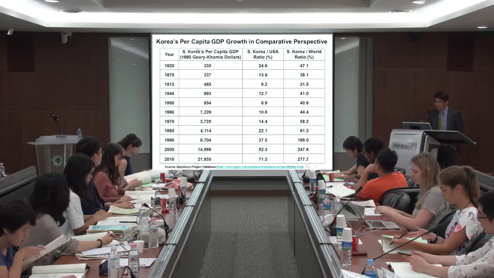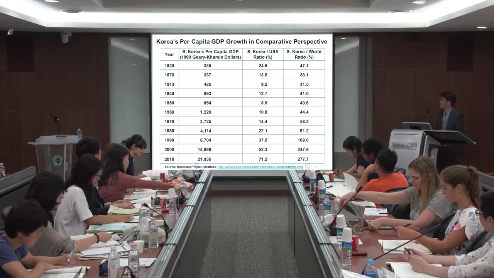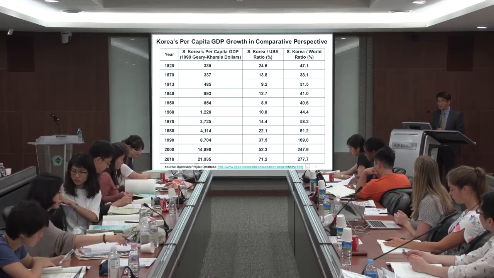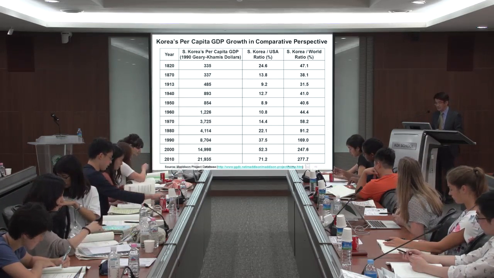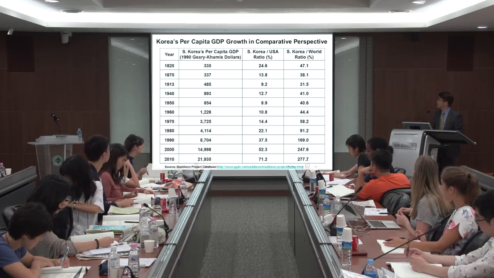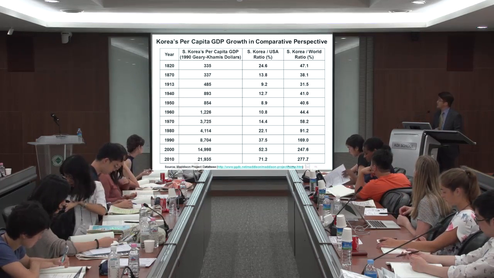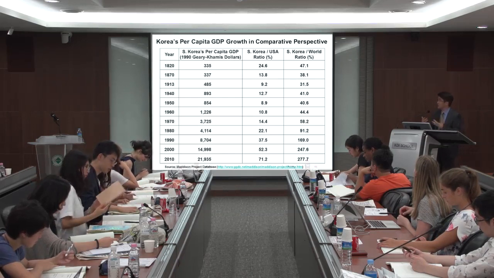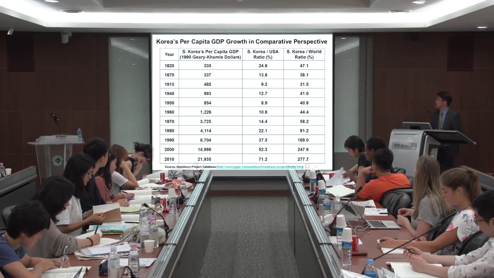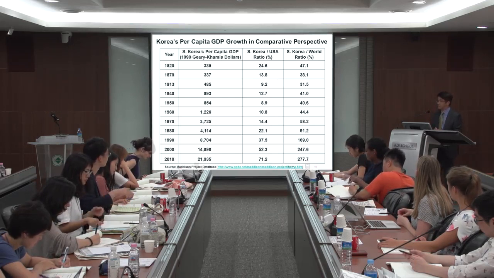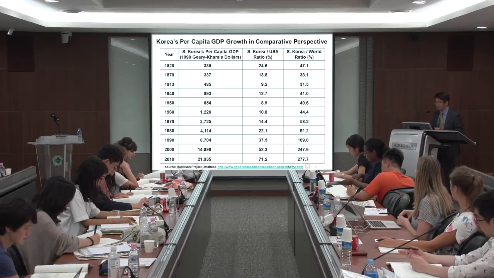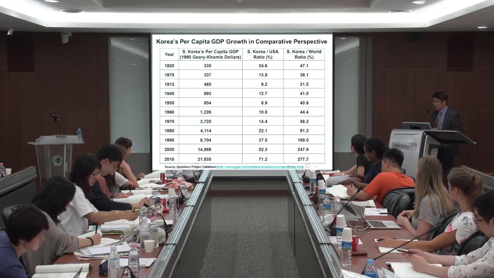Okay. First, I'd like to present a table that shows Korea's per capita GDP in comparative perspective. What I did here is to use economic historian Angus Maddison and his colleagues' database and present in the second column Korea's per capita GDP. It's in 1990 international dollars, or Geary-Khamis dollars, as it is called. Basically, you adjust for inflation and also purchasing power parity as far as exchange rates are concerned. And what I do is to compare South Korea's per capita GDP with the US and also with the world average.